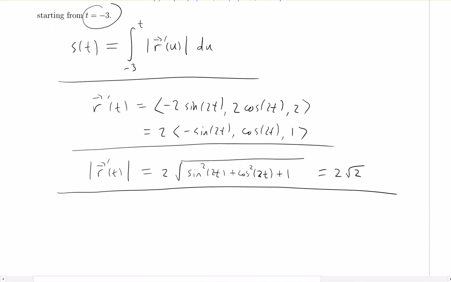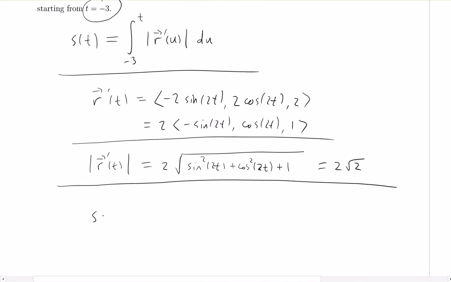So finally, go back to the formula we had at the top. It's the integral from -3 up to t of the norm of the derivative, which we just found was the constant quantity 2 root 2. And so this integral is simply 2 root 2 times t minus -3, or t plus 3. And there we have it.